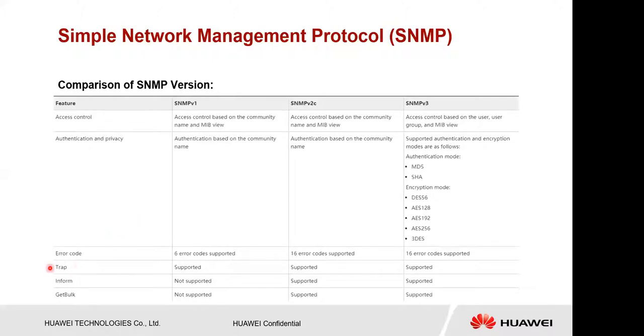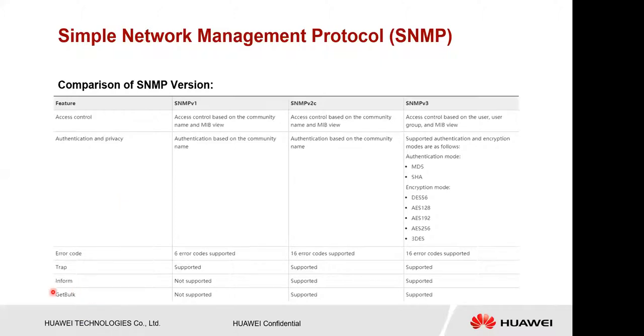While for trap, it will just send the trap from the device to the NMS, but the NMS will not reply any packet. So we won't know whether the NMS received that packet or not. But compared to inform, the NMS will reply with an inform response packet.